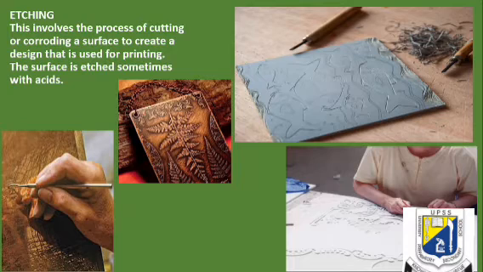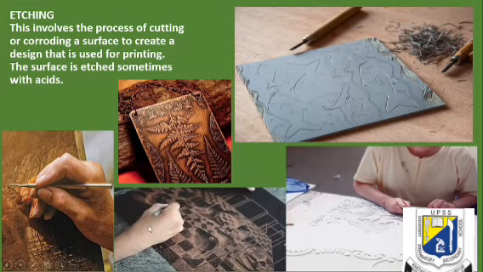So etching involves the process of cutting or corroding a surface to create a design that is used for printing. The surface is etched sometimes with acid. And here's another good example of etching. Most times etching comes in different forms. It can be on wood, it can be on nylon material, soft materials, it can be on paper, and so on and so forth.